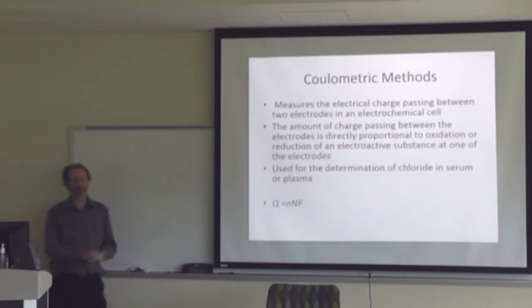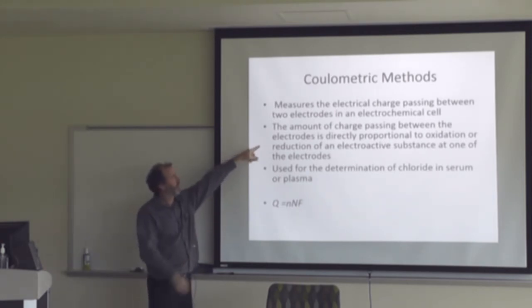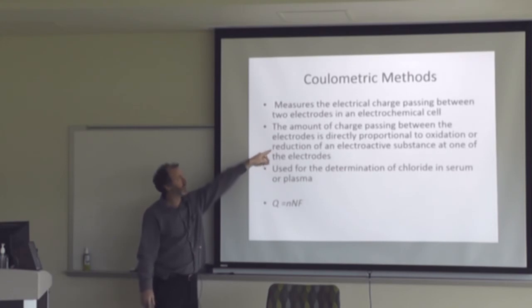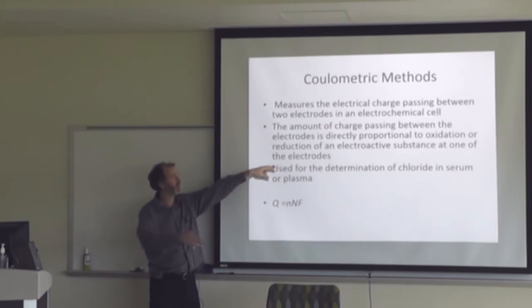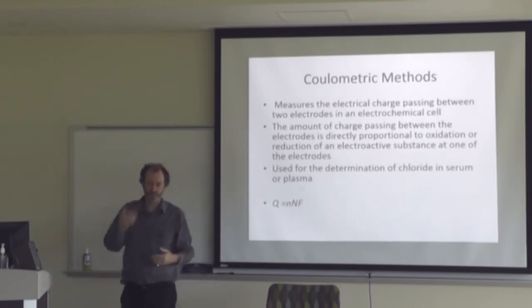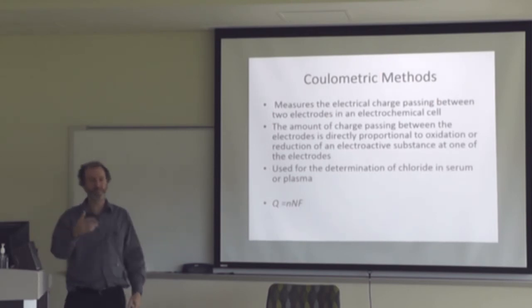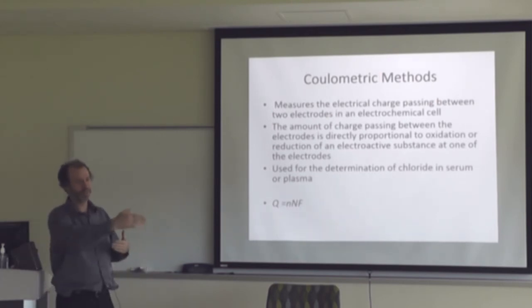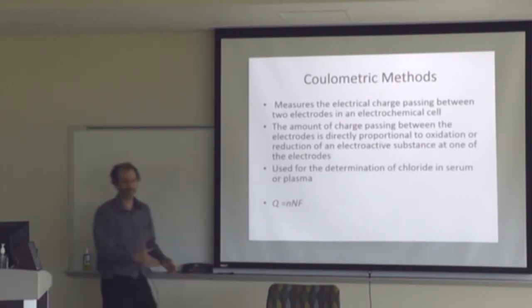Coulometric methods just measure the amount of electrical charge passed between the two electrodes in an electrochemical cell. And the amount of charge passing between the electrodes is directly proportional to the oxidation or reduction of an electroactive substance at one of those electrodes. And it's used for the determination of chloride in serum or plasma. And these are basically like a titration type reaction where you titrate the chloride, and the amount of electrons you used is directly correlated to the amount of chloride that was there. Does that make sense?